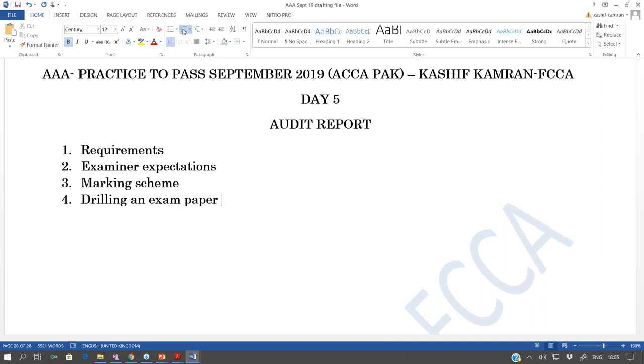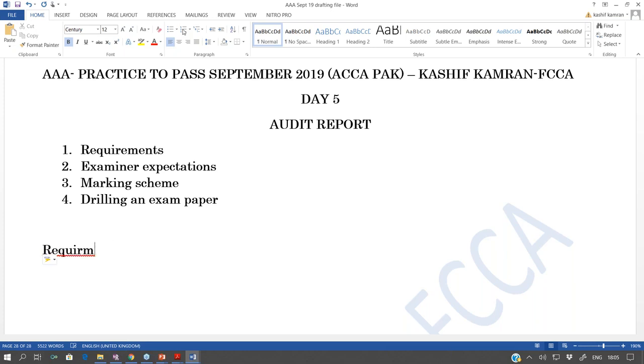Let's start with some of the requirements which are critical for your exams in September, because there are so many requirements which come on a reporting question and you should be familiar with all of them. Okay, let's first start with requirements.